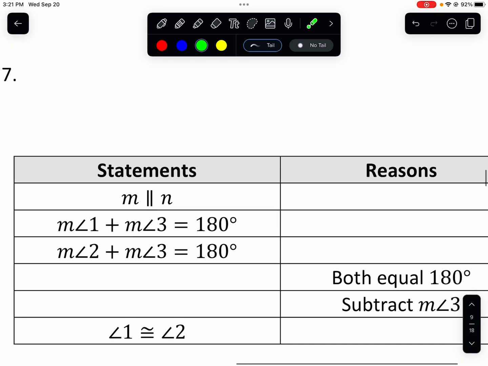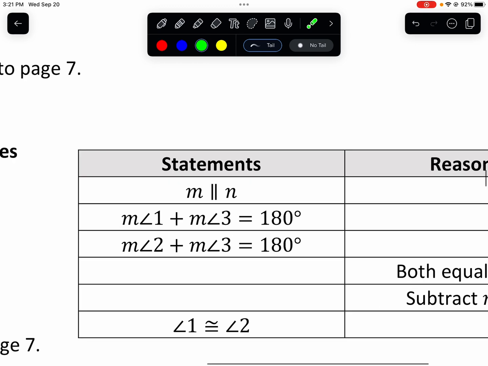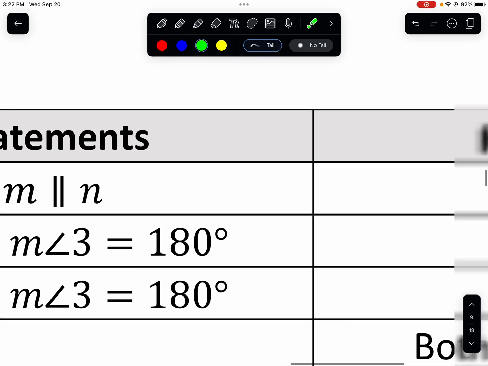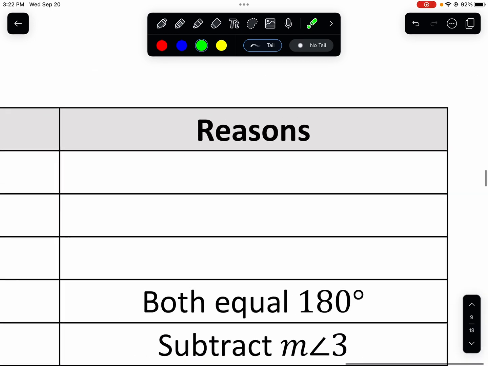And writing proofs can be a little tedious, but there's some effective ways to kind of speed your way through it. First, our statement. M is parallel to N. How do we know that? Well, it's drawn for us here, and it's written here. So that's really just given to us. We're going to write out given.